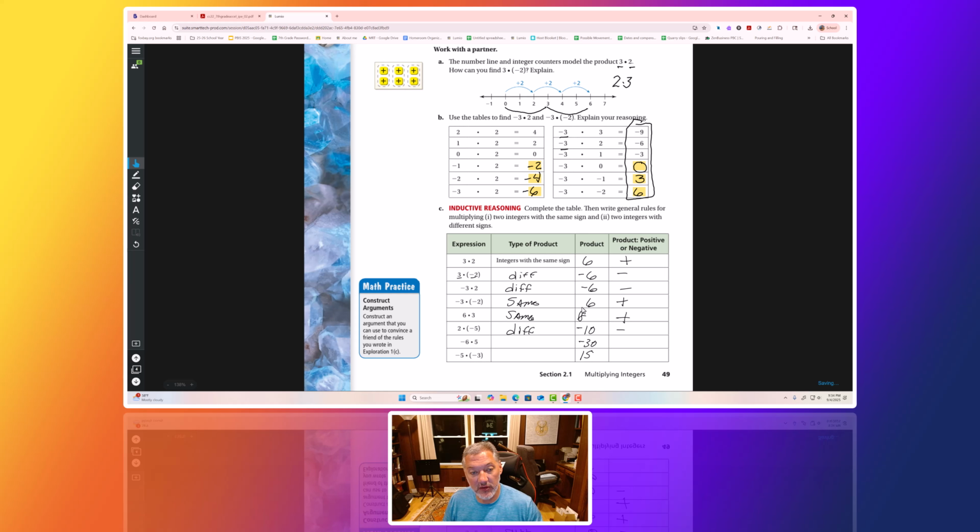So hopefully you understand that these are kind of the rules. A positive times a positive equals a positive. A negative times a negative equals a positive. A positive times a negative equals a negative. And a negative times a positive equals a negative. So write these rules down. It will help you out as we go through this.